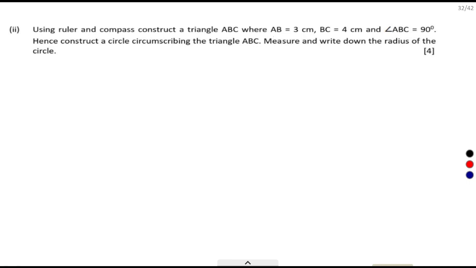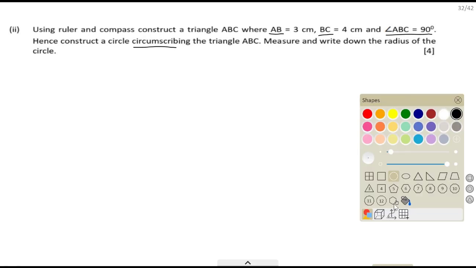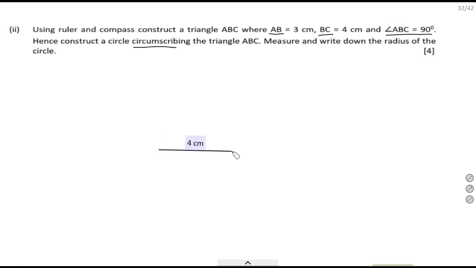You have to construct a triangle with sides AB, BC and angle ABC 90 degree. Then we have to construct its circle. First we are constructing triangle ABC. For this we are drawing BC as 4 centimeter. Then make 90 degree angle at B with the help of compass.